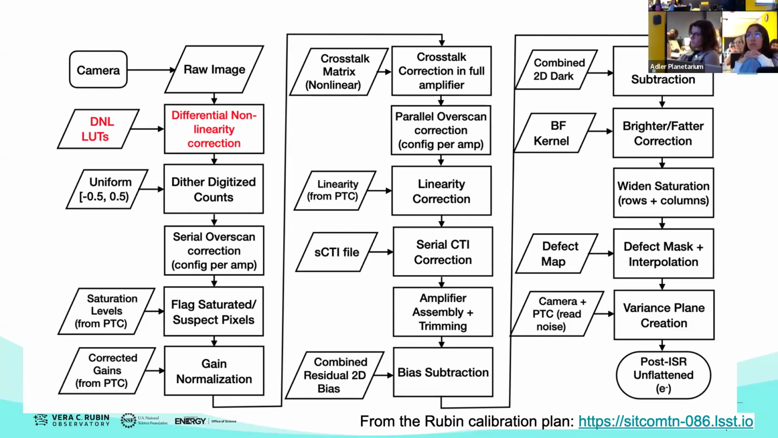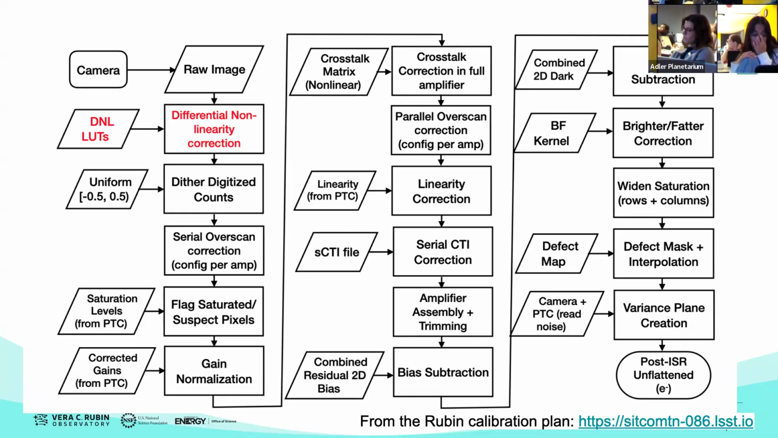What's dithering digitized counts? There's a number of effects which are intrinsic to the way the analog to digital converter has to output binary values. I can't remember this off the top of my head. There are some weird effects. I'm not going to guess and tell you the wrong thing, so I can't explain that one.